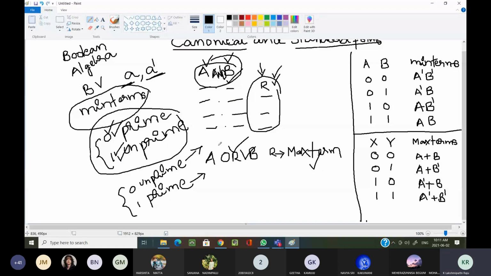Yes, sir. Now, if you have running notes with you, please write down a heading as canonical and standard forms. After that, write a heading as minterms. Put a heading as minterms.